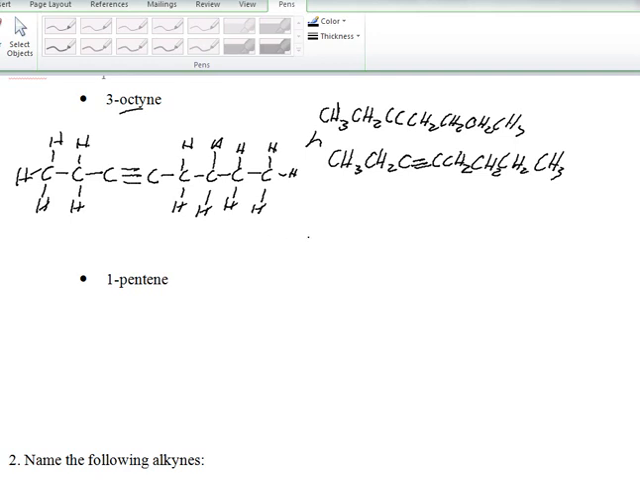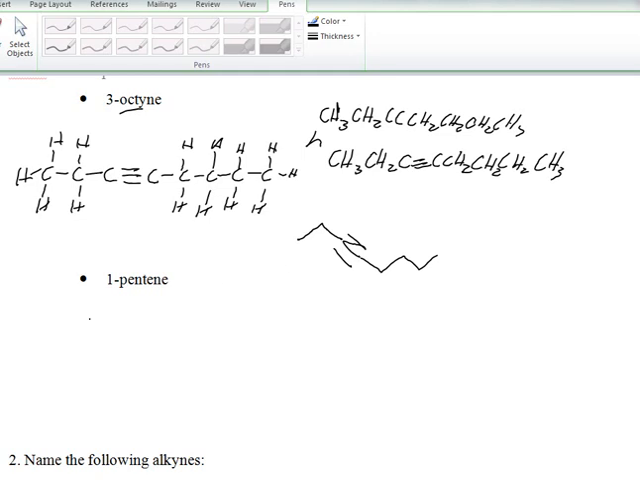And then the skeletal line structure, after the 3rd carbon, we need to indicate a triple bond. So 1, 2, 3. And remember that triple bonds are linear, so we need to keep drawing that downward. Here's the 4th carbon, 5, 6, 7, 8. So there's 1, 2, 3, 4, 5, 6, 7, 8 carbons in this drawing.